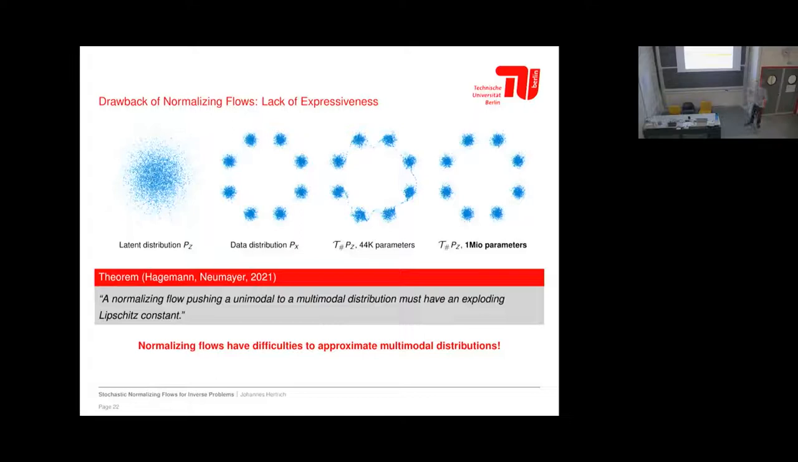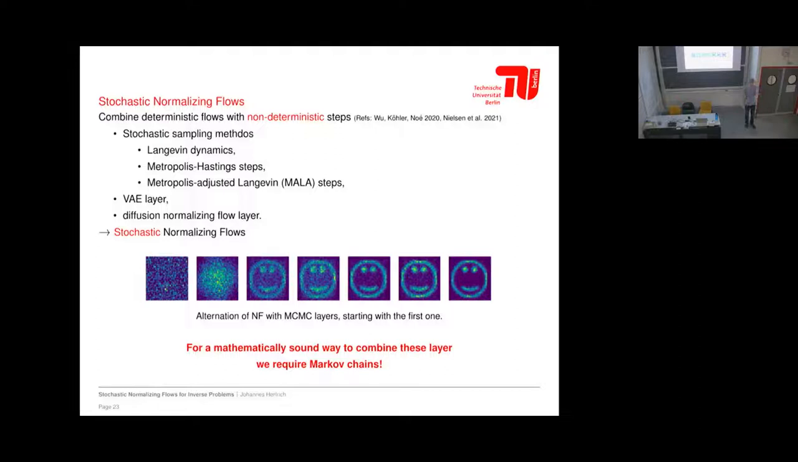And to overcome this, we want to use stochastic normalizing flows. So we want to combine these deterministic transformations of a normalizing flow with some non-deterministic steps. This is something which was first done by Wu, Köhler, and Noé, who proposed to use first some normalizing flow and then some stochastic sampling methods, then again a normalizing flow and so on. So they combined deterministic flows with stochastic sampling steps here. And we can also include more sophisticated methods. We could include VAEs and something like that. And in fact, I have here a small numerical example which shows that this helps.